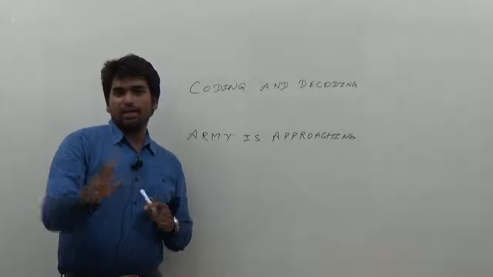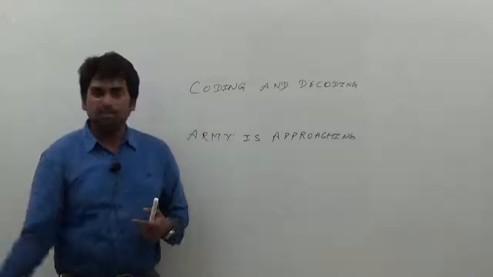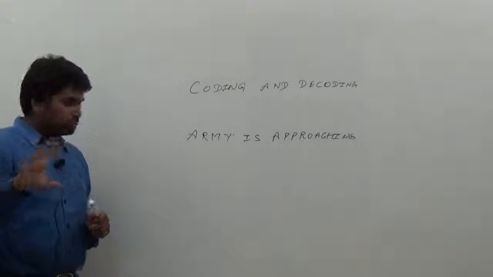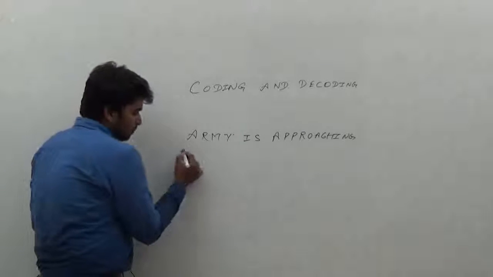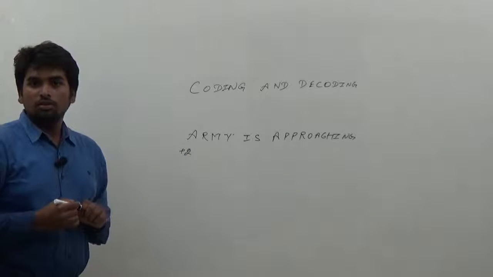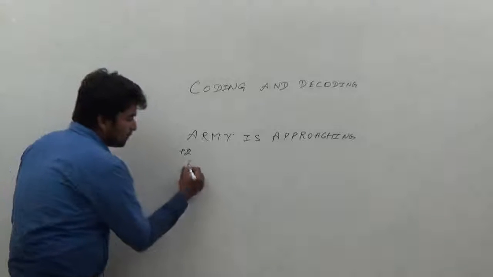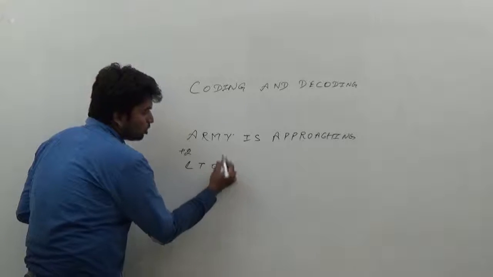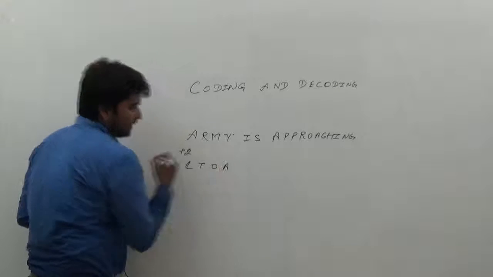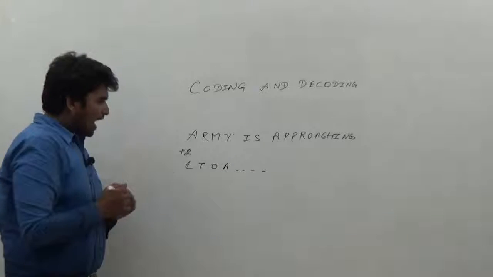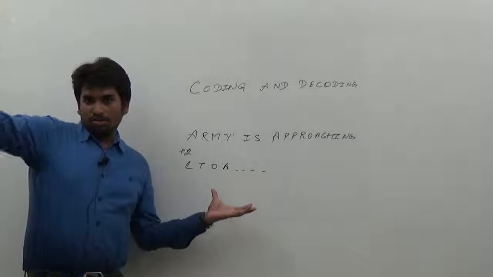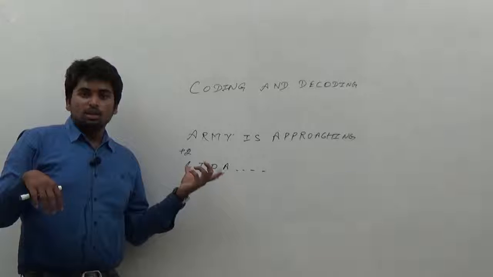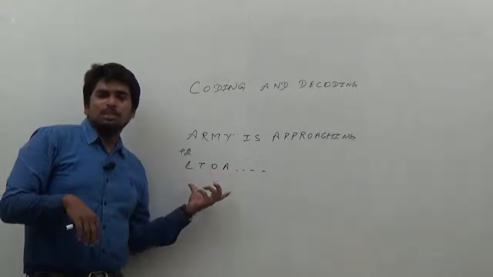Instead of approaching directly, I'll wait for 2 days and then attack. So they used to change the message. Something like +2 could be the pattern followed. Here it would be C, T, O, A, and so on. That becomes a code for the king who knows that +2 is the pattern followed. Now this again becomes easy to crack.